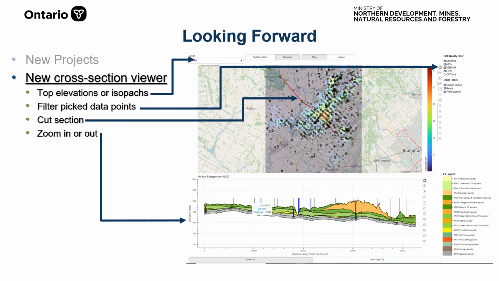The tool is based on the published model grids and allows you to show either the top elevation or isopach map of your chosen unit in the top window. The pick data points can be filtered to show everything or just high quality picks, while the bottom window shows the resulting cross-section. Note the core boreholes and pick data overlying the section. There is a small pop-up which shows unit thickness, and you can zoom in or out to adjust the vertical exaggeration.